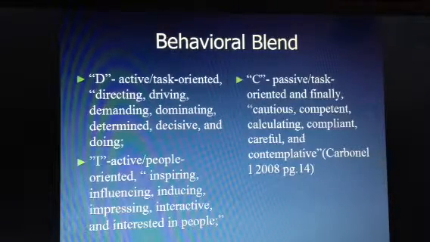The I type is what I think I am mostly considered to be on an average day: inspiring, influencing, inducing, impressing, interactive, and interested in people.